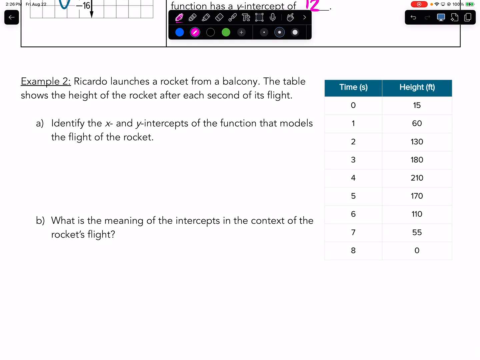The table shows the height of the rocket after each second of flight. So we want to identify x and y intercepts. So I'm going to write x intercept like this. So all I have to do is write the number down. I'm not writing it as an ordered pair. I'm just writing when x is 0, what's y? 15. When y is 0, what's x?